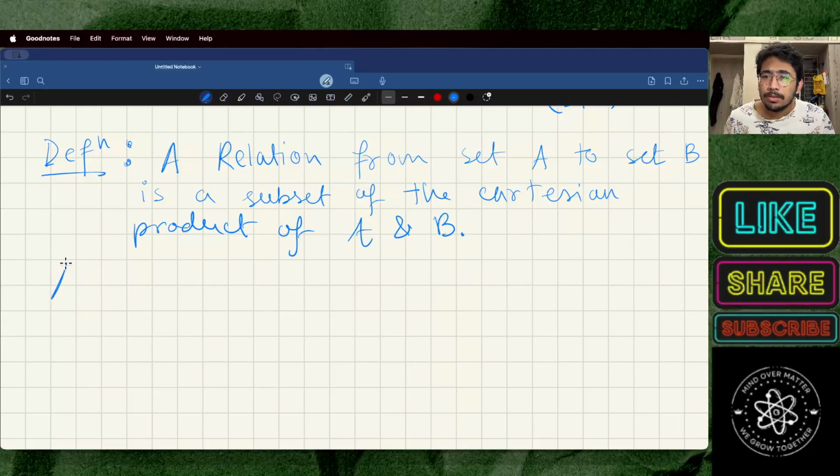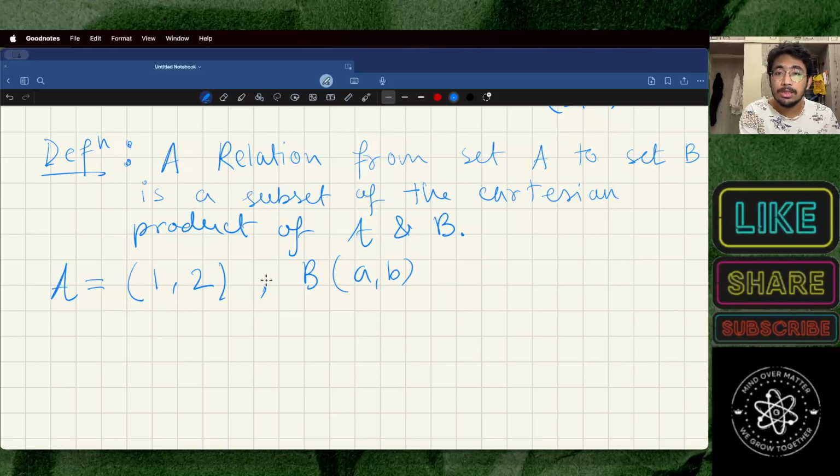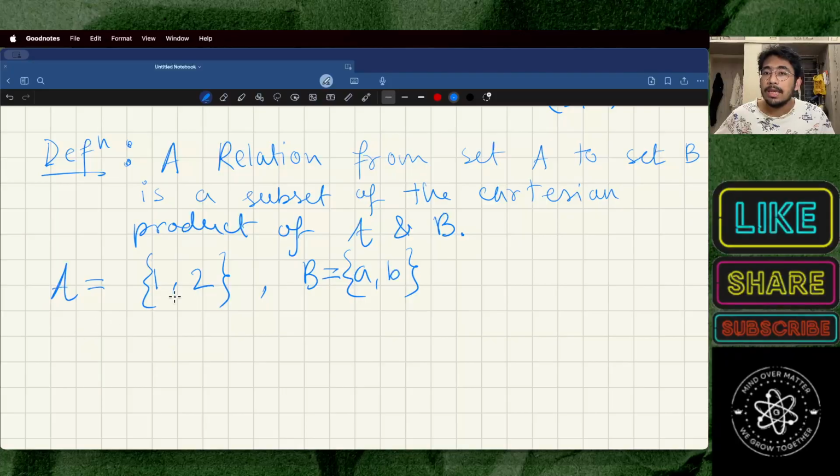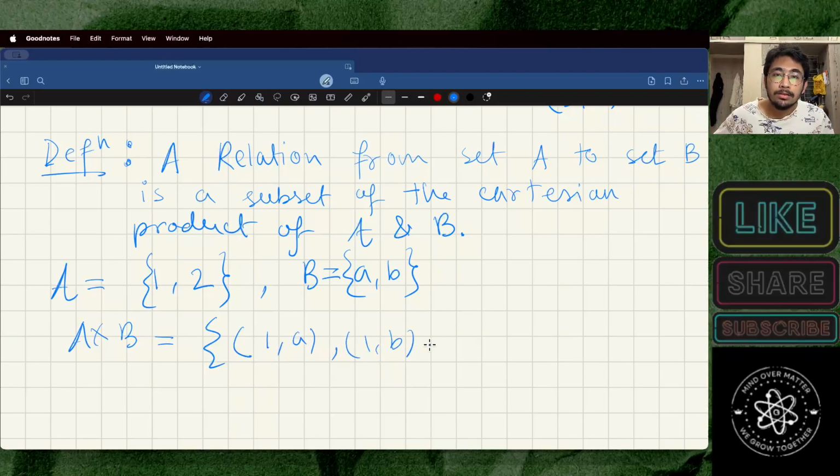So let's consider A is {1, 2}, and let's consider B is {a, b}. Oh, I'm using a wrong notation here, sorry for that. These are not round brackets, these are curly brackets. So A is a set containing 1 and 2, B is a set containing a and b. The Cartesian product of A and B will be (1, a), (1, b), (2, a), and (2, b).